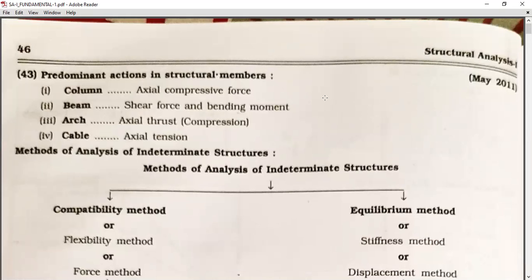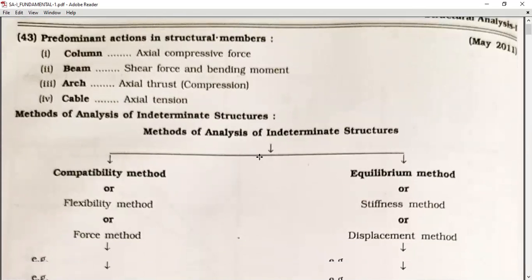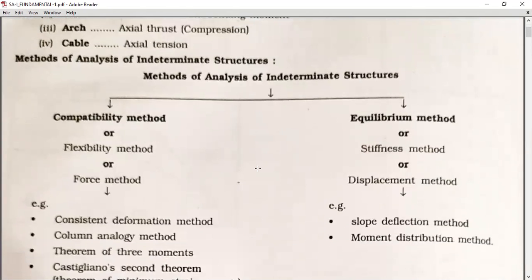Some structural actions of structural members: a column carries axial compressive force, a beam carries shear force and bending moment, an arch carries axial thrust or compression, and a cable carries axial tension. There are some methods of analysis of indeterminate structures.